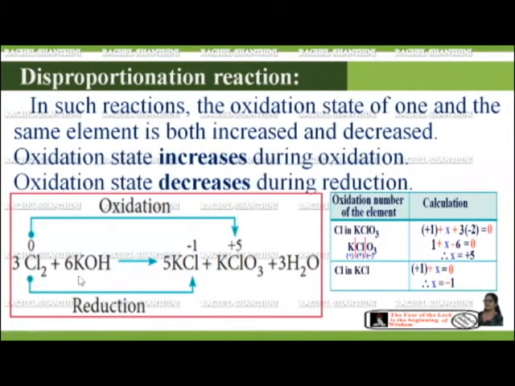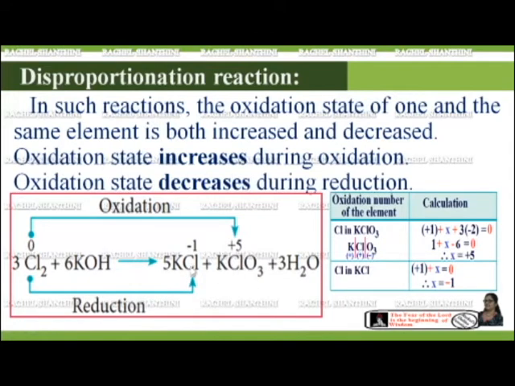Let us take another reaction, the reaction between chlorine and potassium hydroxide. Chlorine undergoes disproportionation in the alkali medium. In such a reaction, the oxidation state of one and the same element, here chlorine, is both increased and decreased. The oxidation state increases during oxidation and decreases during the reduction reaction.